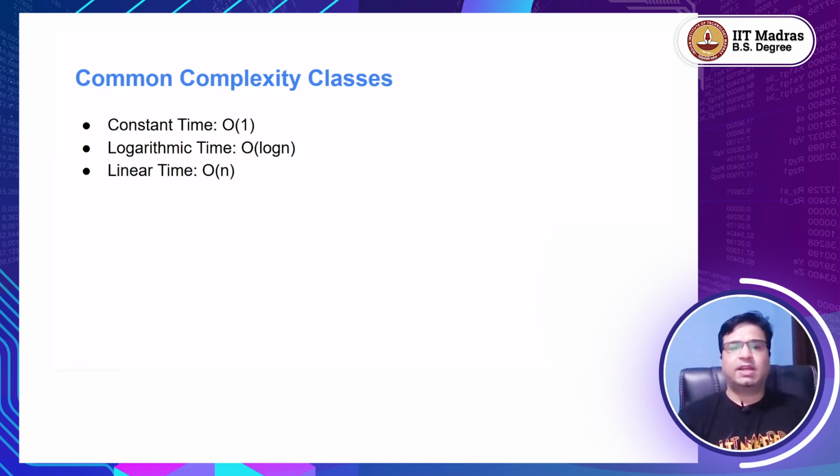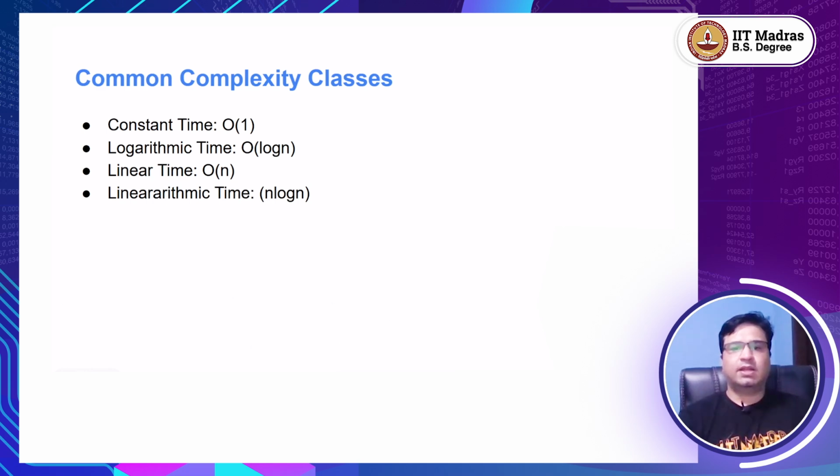Next is linear time. Linear time is represented as big O(n). Here the running time grows directly proportional to the input size. If you double the input, the running time roughly doubles. For example, searching for an item in an unsorted list or array. Finding the maximum element in an array. Simple loops that iterate through all elements work for comparisons.